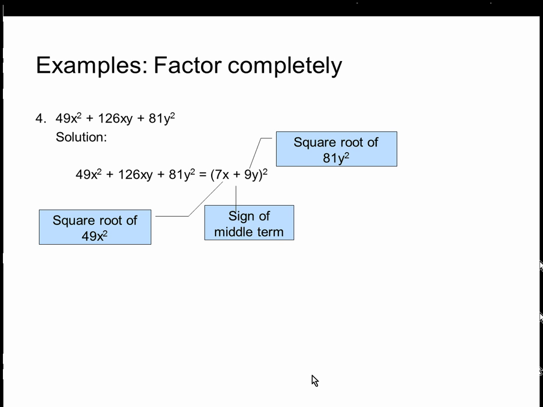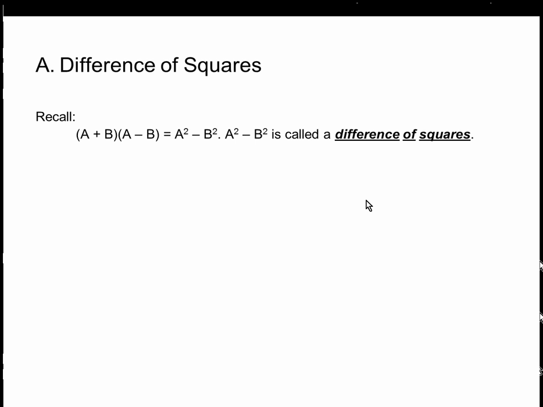Okay, let's go to our next factoring technique. Factoring differences of squares. Notice it is a difference, not a sum. So part A, the actual difference of squares. Okay, recall that (a plus b) times (a minus b) was equal to a squared minus b squared, and a squared minus b squared was called a difference of squares.